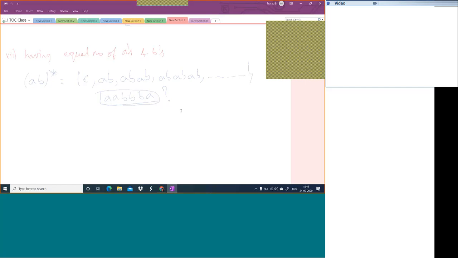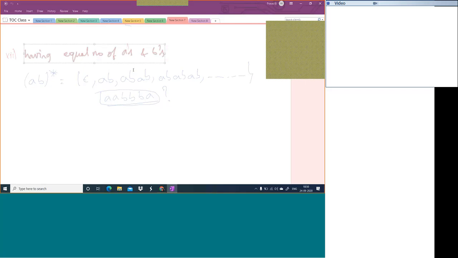Okay. Now, can you define the regular expression? Why don't you define? Because of the relation a equal to b. It's good, guys. Here, equal number of a's and b's. The a's and b's must be equal. There is a relation. So, how many strings can you write having an equal number of a's and b's?